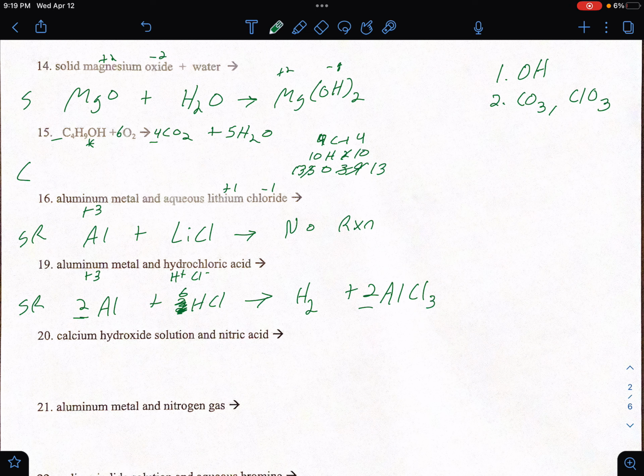So that fixes the aluminums. They're good. So my aluminums are good. My chlorines are good. Now my H's, I have 6 hydrogens on the left. I have 2 on the right. So I'm just going to put a 3 on that H2. And now that one's done.